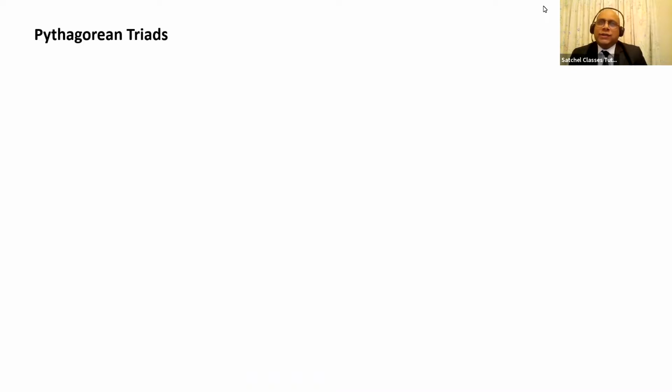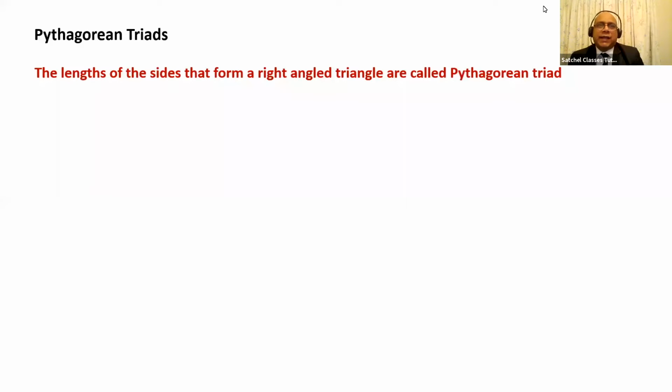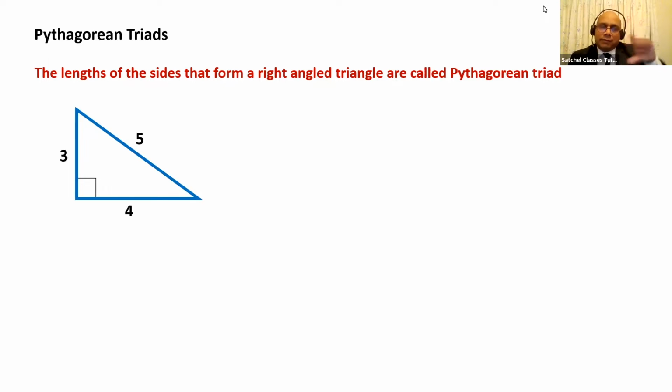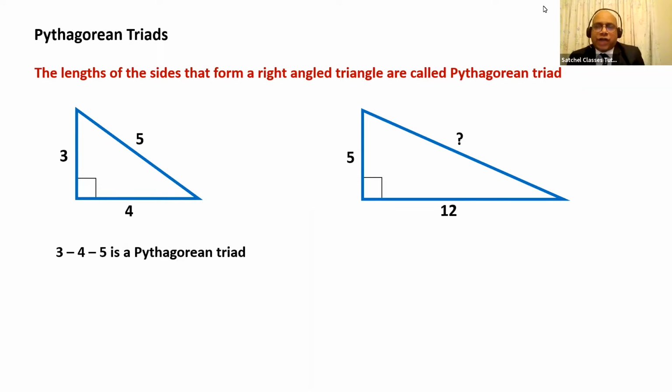Now, that brings us to this concept of Pythagorean triads. Now, what are Pythagorean triads? Basically, the lengths of the sides that form a right angle triangle are called Pythagorean triads. It's as simple as that, which means 3, 4, and 5, going back to the same triangle again. The height is 3, the base is 4, and the hypotenuse is 5. Okay, that forms a right angle triangle, and hence 3, 4, 5 is a Pythagorean triad. It's a triad because there are three values, right? In a right angle triangle, there are three sides. So there will be three values, and the lengths of the right angle triangle are basically the Pythagorean triad, right?